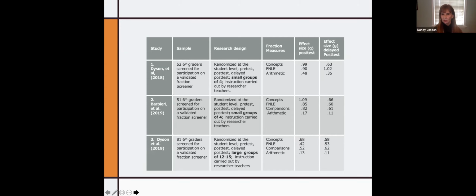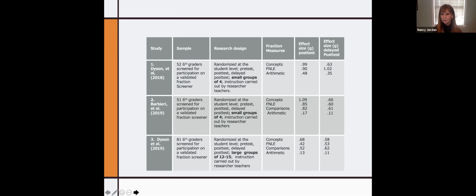In the 3rd year, we found that groups of 4 wasn't very practical in terms of what is actually happening in schools. So we thought, oh, let's try carrying out the intervention in the more typical type intervention setting with larger groups of 12 to 15 students. And we put them on animated PowerPoint slides and presented the same way. And we still got quite good results.